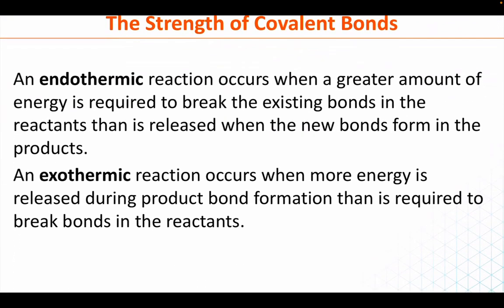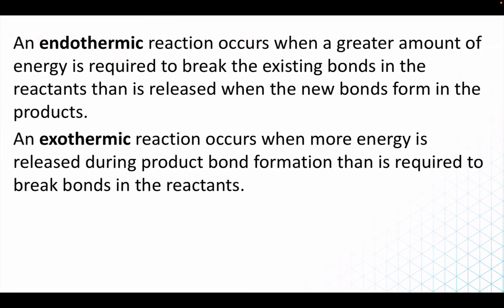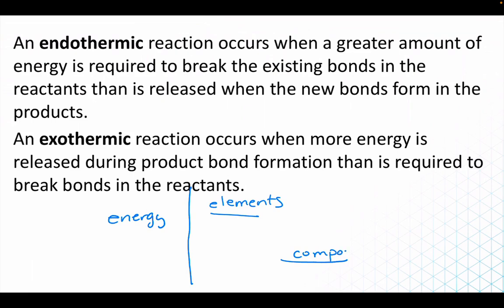And then just in general, when you're forming a compound, whether this is ionic or covalent, you start with the elements and the energy that they have. And then you end up with the compound. It'll have less energy. So all of this extra difference in energy is going to be given off into the surroundings, and that's called exothermic.